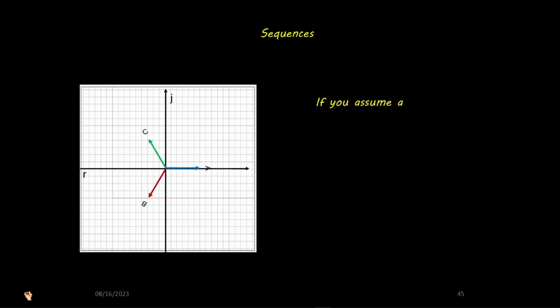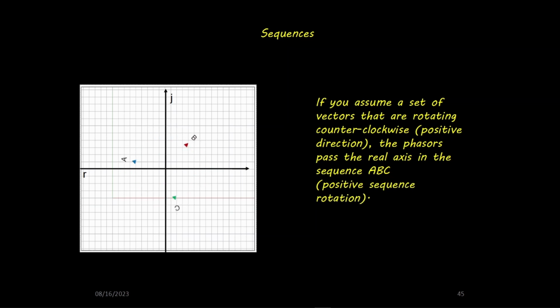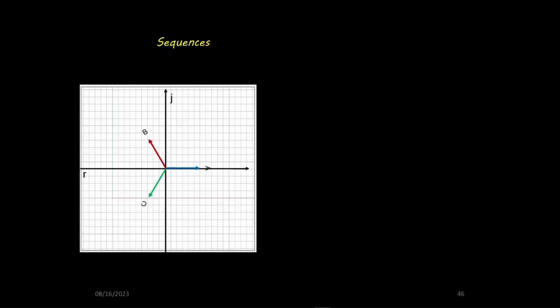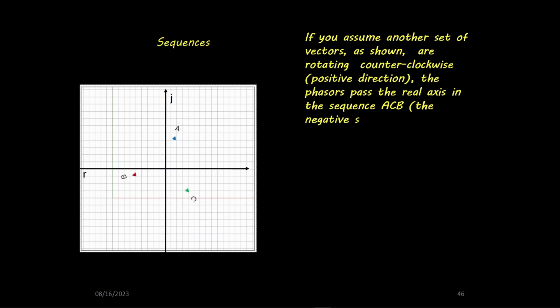If you assume a set of vectors that are rotating counterclockwise, the positive direction, the phasors pass the real axis in the sequence ABC, positive sequence rotation. If you assume another set of vectors, with the positions of the B and C phasors switched, rotating counterclockwise, the positive direction, the phasors pass the real axis in the sequence ACB, the negative sequence rotation.